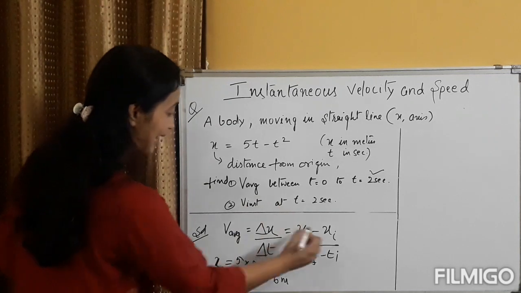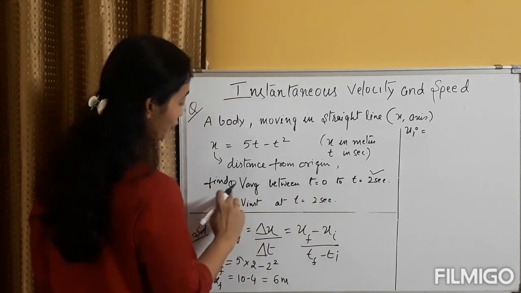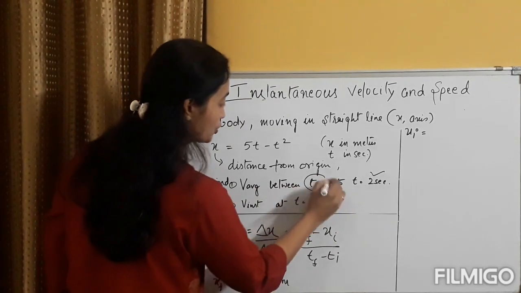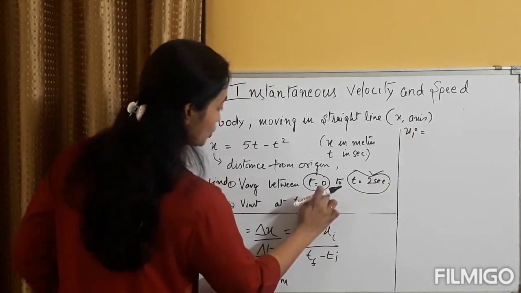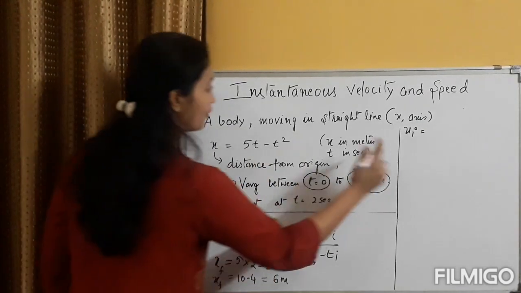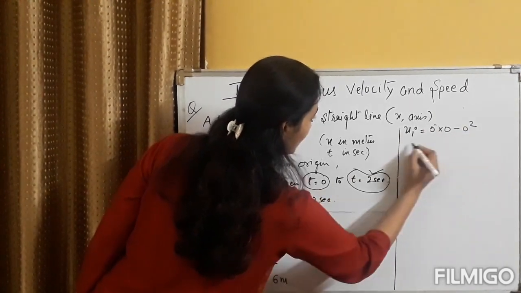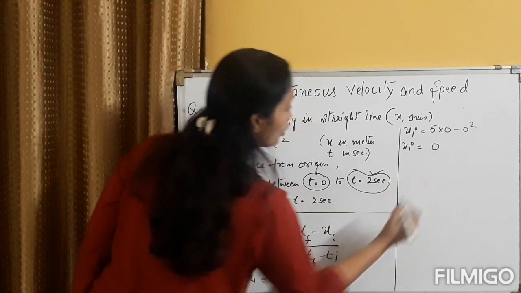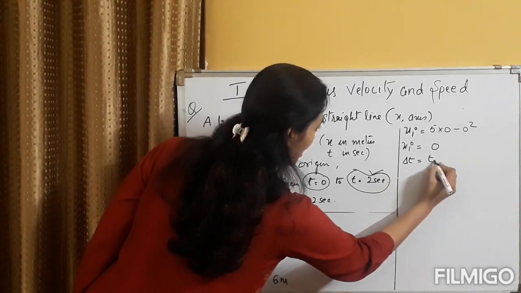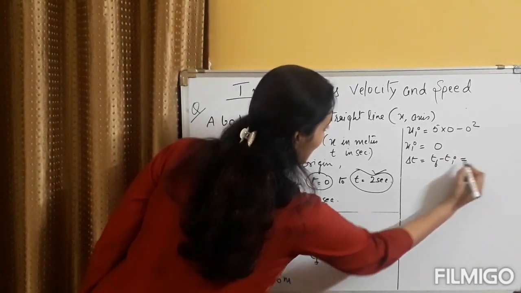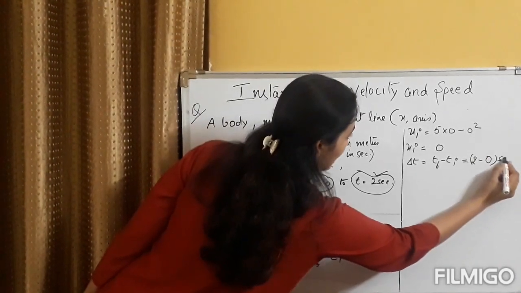Fine. Let us find x initial. What is the initial time given? We have to find average velocity between t equal to 0, the initial time, and t equal to 2 seconds, the final time. So I will put t equal to 0 to find x initial: 5 multiplied by 0 minus 0 square. So automatically x initial is equal to 0. Delta t is t final minus t initial. Final time is 2 seconds, initial time is 0 seconds, so I am getting 2 minus 0 seconds.